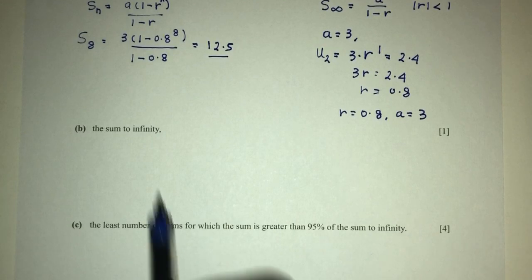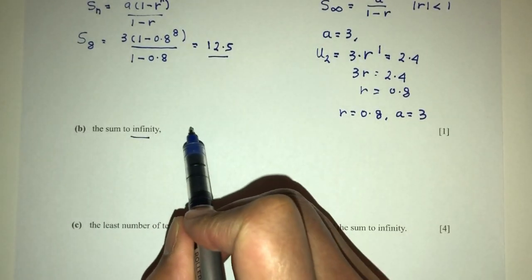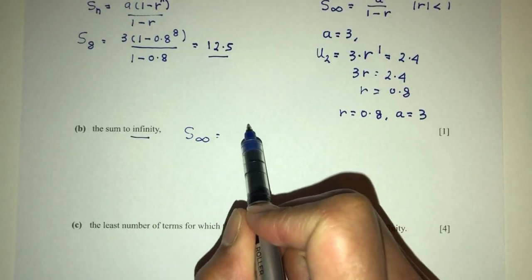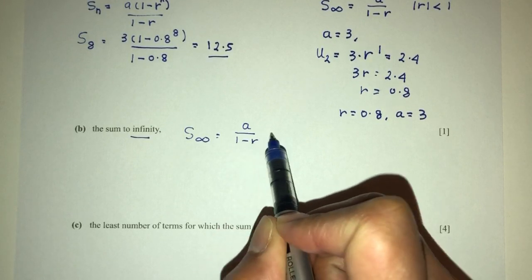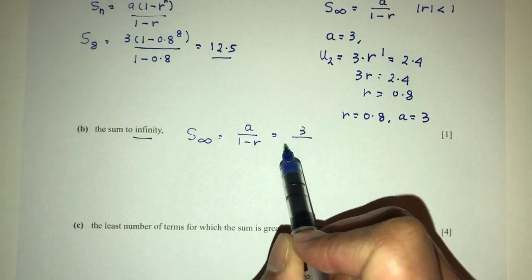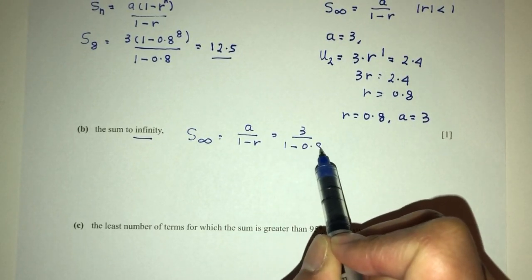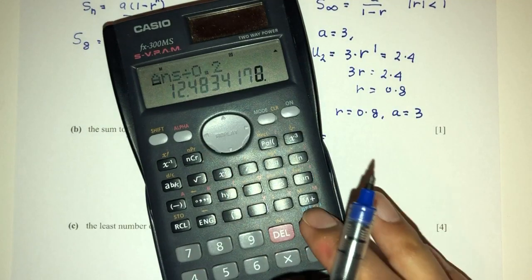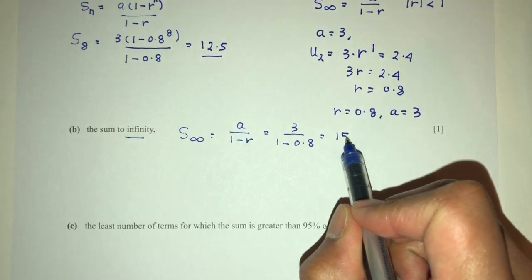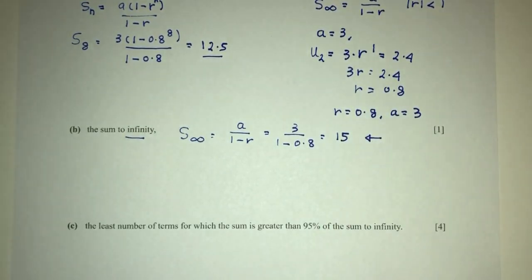Now for part B, find the sum to infinity. So use our formula. Sum to infinity will be a over 1 minus r. a is 3, 1 minus r is 0.8, so 3 divided by 0.2, that should be 15. So the sum to infinity will be 15 as my answer.